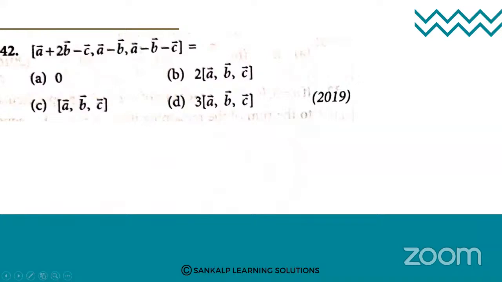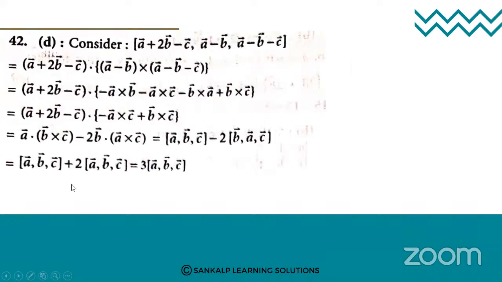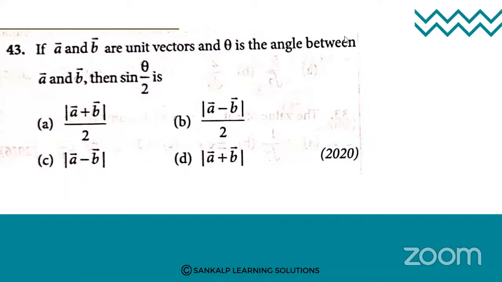Question number 42, and this you all do for homework. You have to just take the scalar triple product and expand it. So solve it for homework. Next, 43.